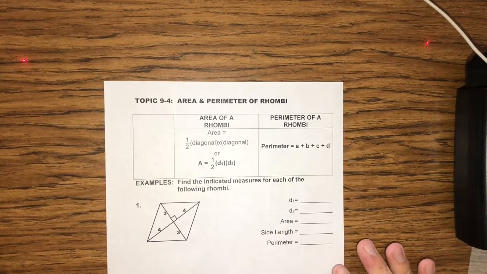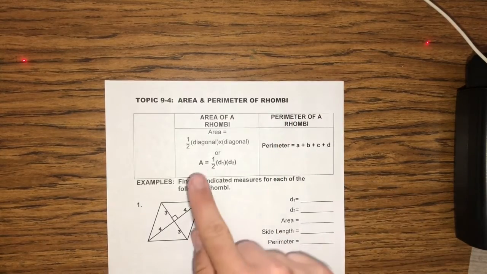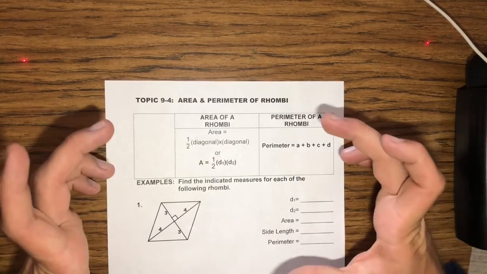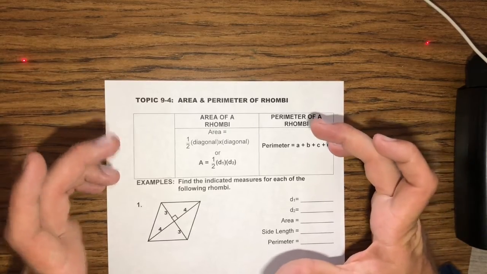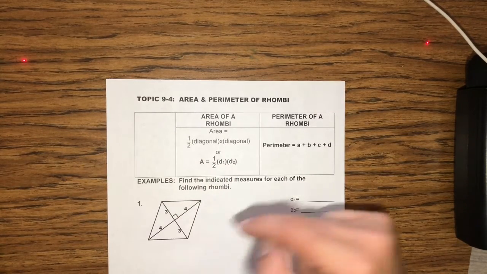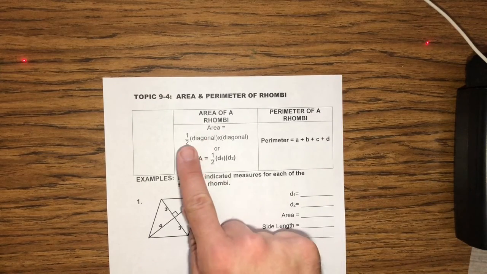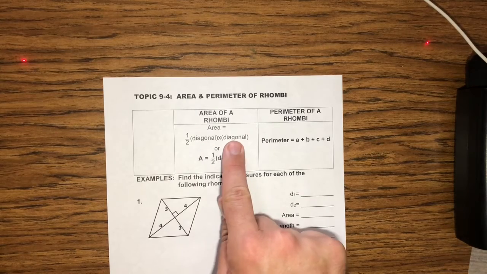Okay, the new notes for today is 9-4, and we're talking still area and perimeter, but this time we're going to talk about a rhombi. Remember that whenever we're doing rhombi, it's a parallelogram, okay? But this is a special one because all four sides are going to be the exact same length. So what we can do is find the area by taking 1/2 times diagonal times diagonal.